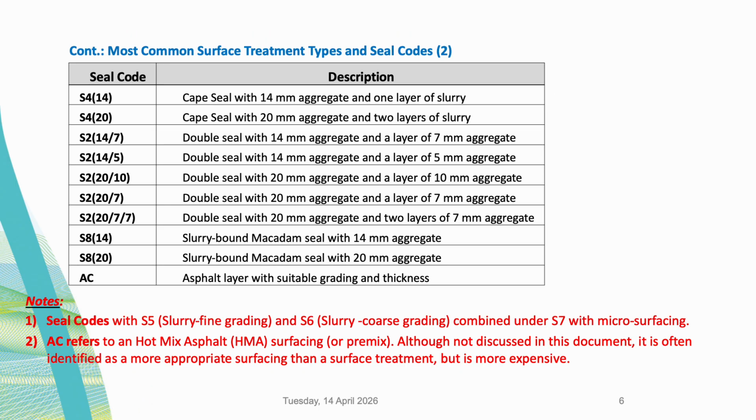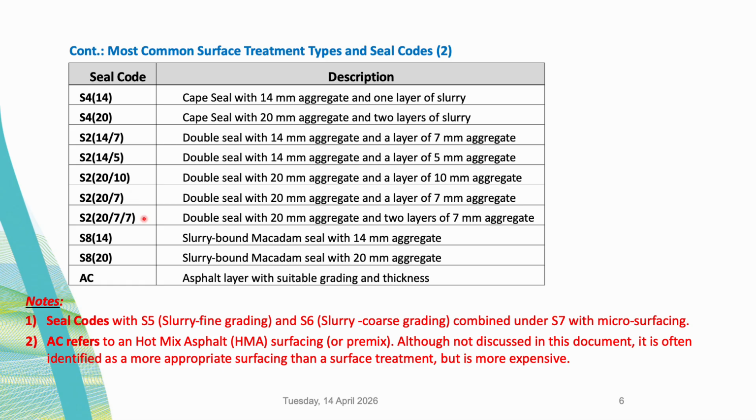In the next slide, one table continues with the slurries S414, S420. So those are three categories of the slurry, including the previous table. Then we move on to the famous double seals, a 14.7 millimeter, a 14.5 millimeter, a 20.10 millimeter, and a 27, which are all the double seals that can be selected depending on your aggregate type, your aggregate sizes, and what type of aggregates you've got.